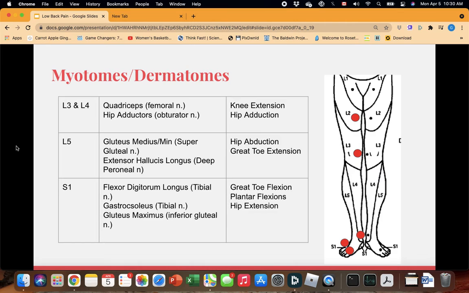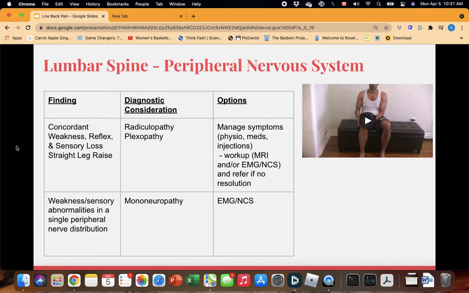And so at the L3-4 level, I generally use quadriceps, which is knee extension, and hip adductors, which are hip adduction. For the L5 level, I'm using hip abduction, which is the gluteus medius and minimus, and then I'm also using extensor hallucis longus. And for the S1 level, there's a few different things that you can use, but gluteus maximus, so that's hip extension, and then one of either the gastroc soleus, although that's a very powerful muscle to test manually, or the flexor hallucis longus, which is great toe flexion, which is generally very easy to test when someone's sitting at the bedside. So again, what you want to get a sense of is whether or not you're dealing with weakness and sensory loss in a specific distribution.